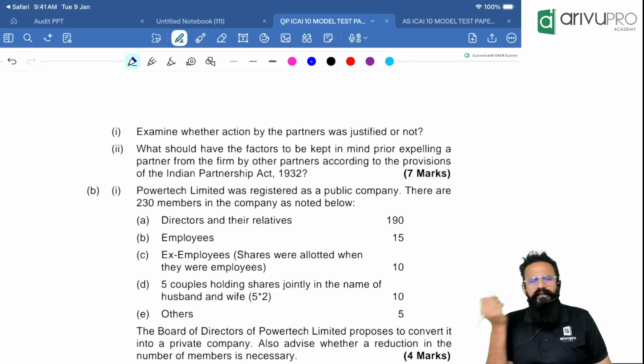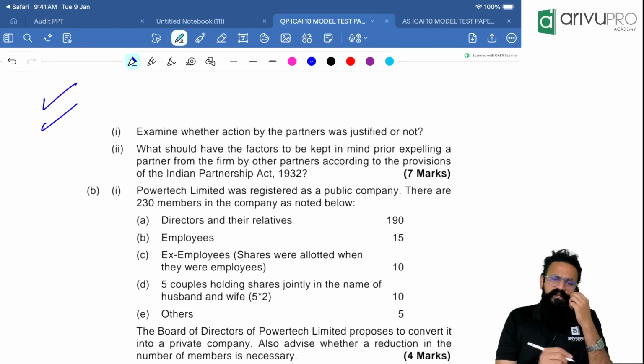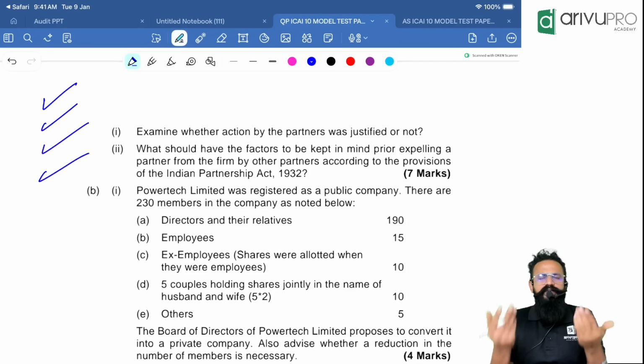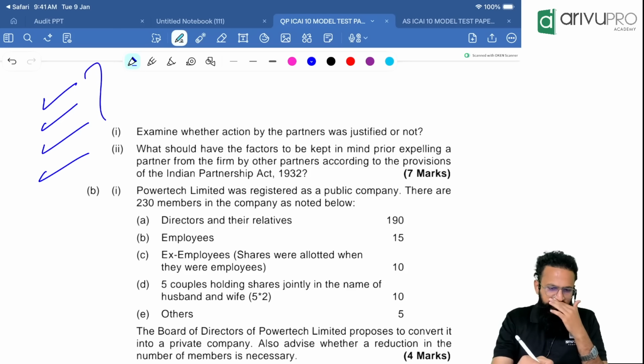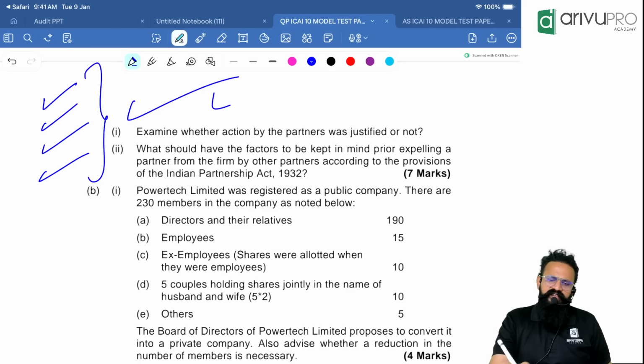People, expulsion of a partner should be in the interest of the partnership. The right should be there in the partnership agreement. It should be voted by the majority of the partners. An opportunity of being heard should be given to the person who is being removed. If all the conditions are satisfied, then the expulsion is valid. In this case, yes, it is justified.